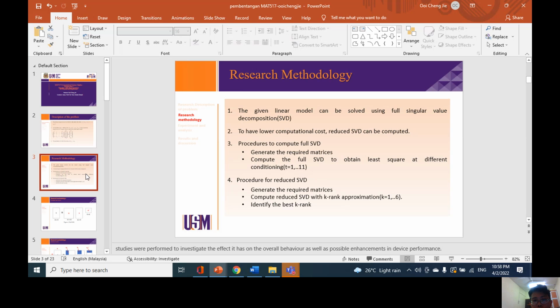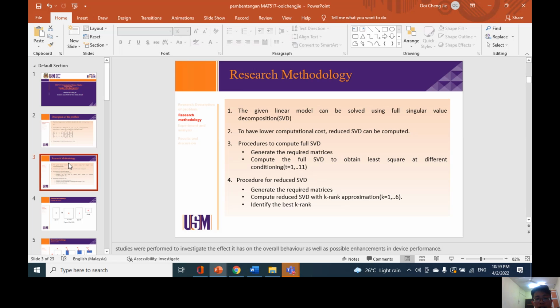In this slide, I'm going to talk about the research methodology. The given linear model can be solved using the singular value decomposition. The earlier matrices is actually the linear model. In order to compute this SVD, it will be computationally expensive. So we prefer to have the lower computational cost by using the reduced SVD.